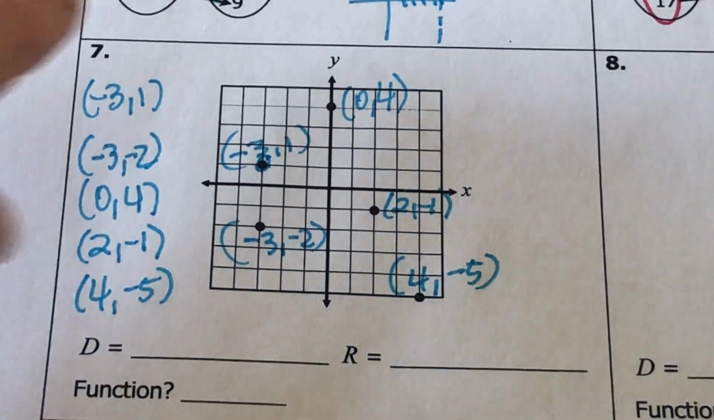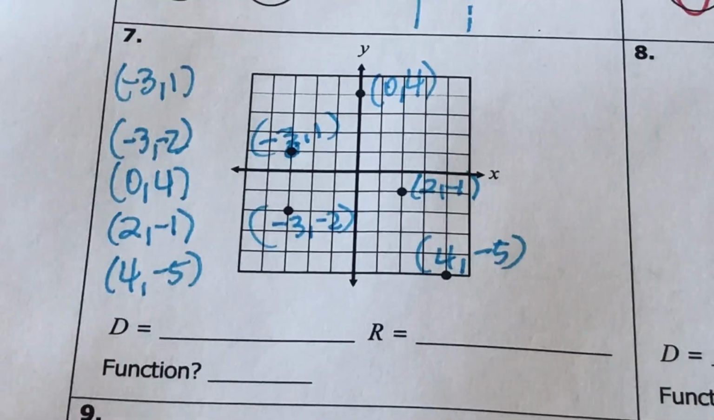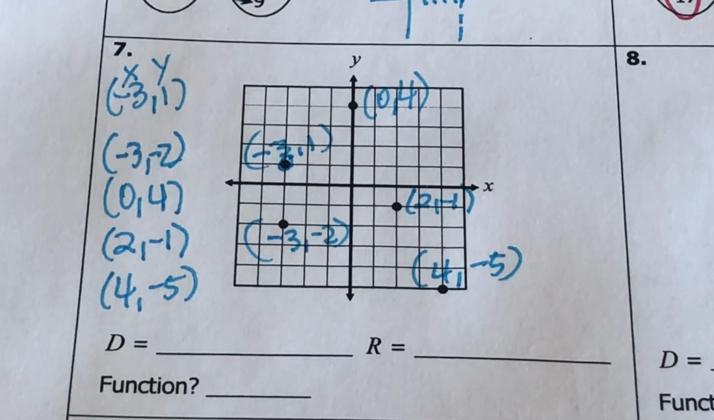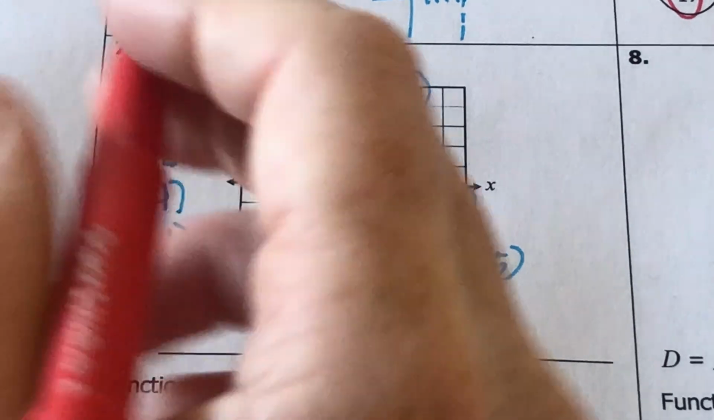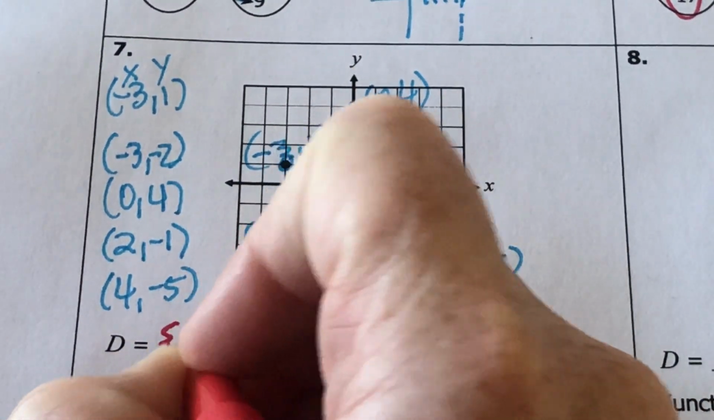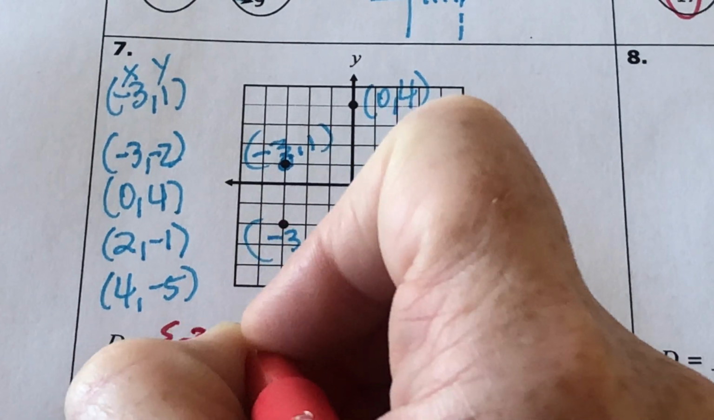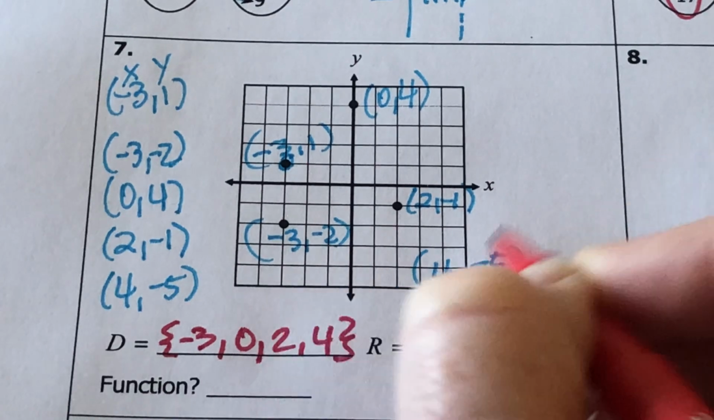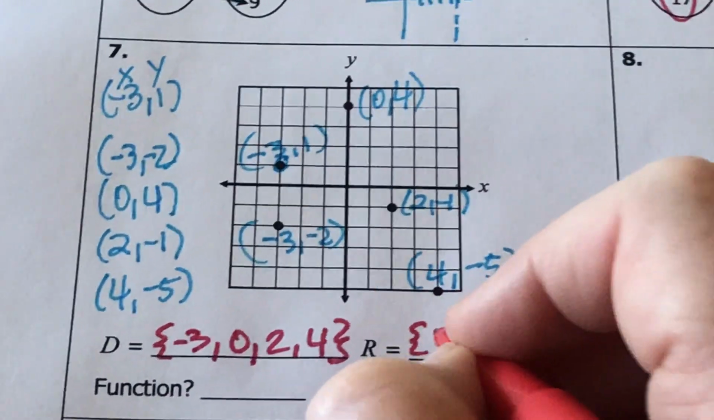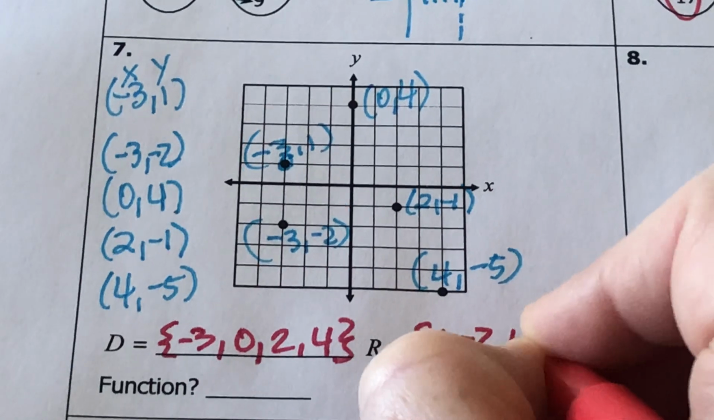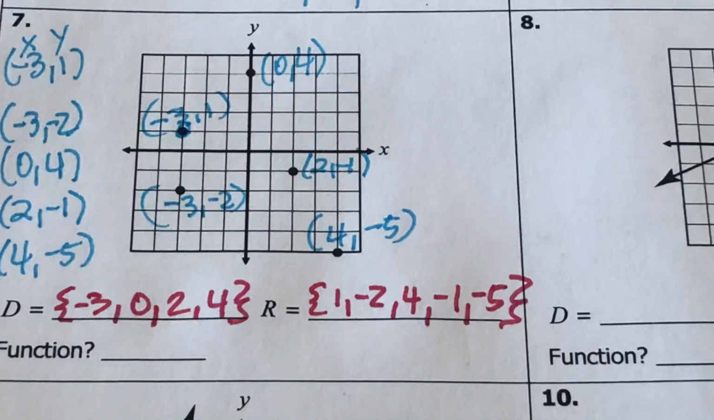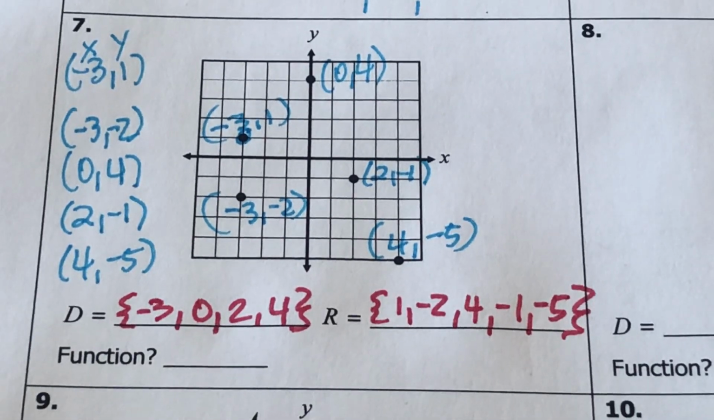Okay, so I listed them top to bottom so I could see all of my domains are the x's and all of my ranges are y. And if they repeat, I'm just going to write them once. Okay, so my domain is -3, 0, 2, 4. And the range, 1, -2, 4, -1, -5. Okay, so that's my domain, that's my range.